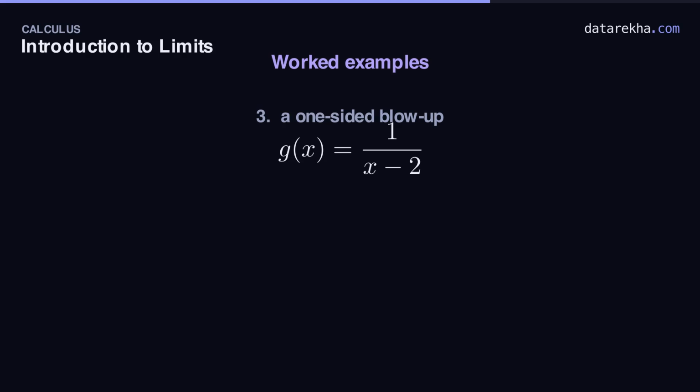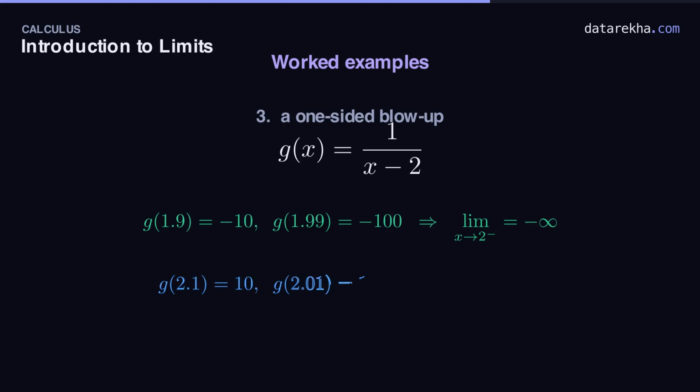Third, 1 over (x minus 2). A function with a vertical wall at x equals 2, where the denominator hits 0. Watch the two sides behave completely differently. Just left of 2, x minus 2 is a tiny negative number, so 1 over it is a huge negative. g of 1.9 is minus 10. g of 1.99 is minus 100. The left-hand limit dives to minus infinity.